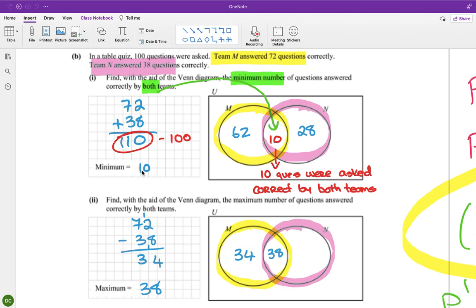So the minimum I can put in the intersection is, simply, the overlap. It's probably not the right word, but basically they couldn't possibly have shared no common answers, because then there would be too many correct answers for the amount of questions asked. And then the max intersection is basically where all of Team N's correct answers were also answered correctly by Team M.